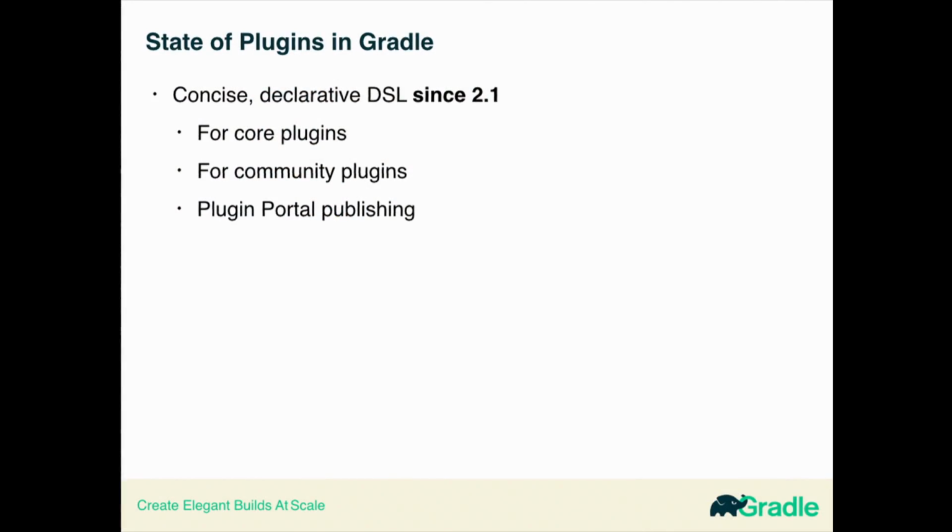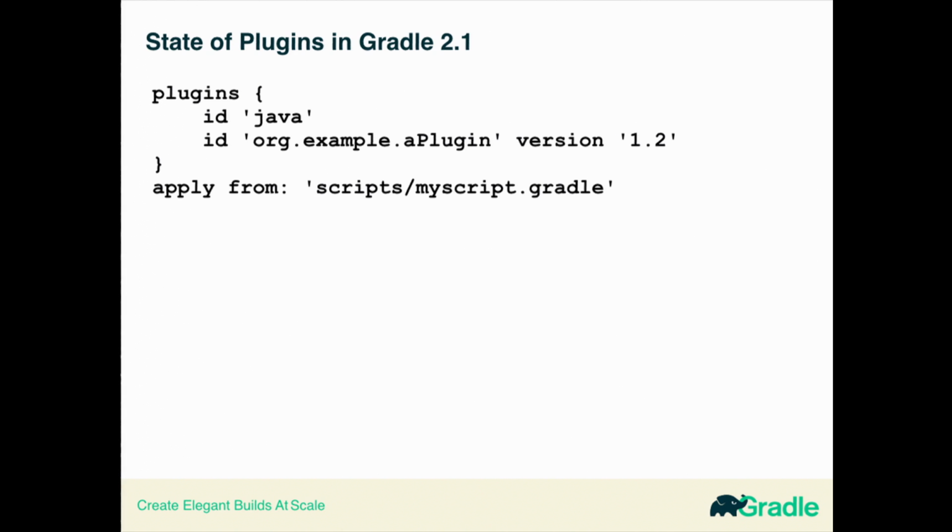So here's what we had for Gradle 2.1. Basically, we made a concise declarative DSL that got rid of some of the verbosity. And it's useful for the core plugins, for community plugins, and plugins published. It also allows for publishing plugins to the plugin portal. Here's an example of what the syntax looks like.